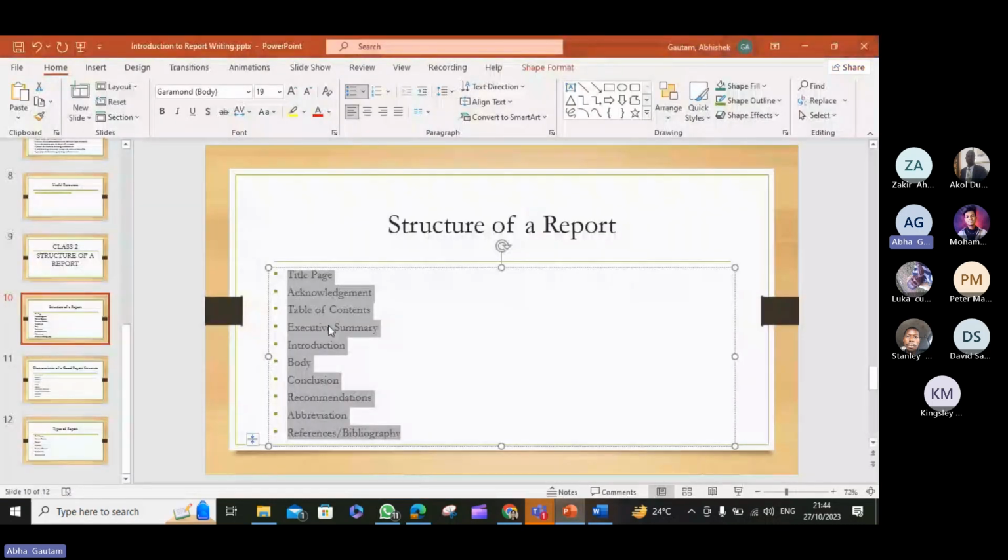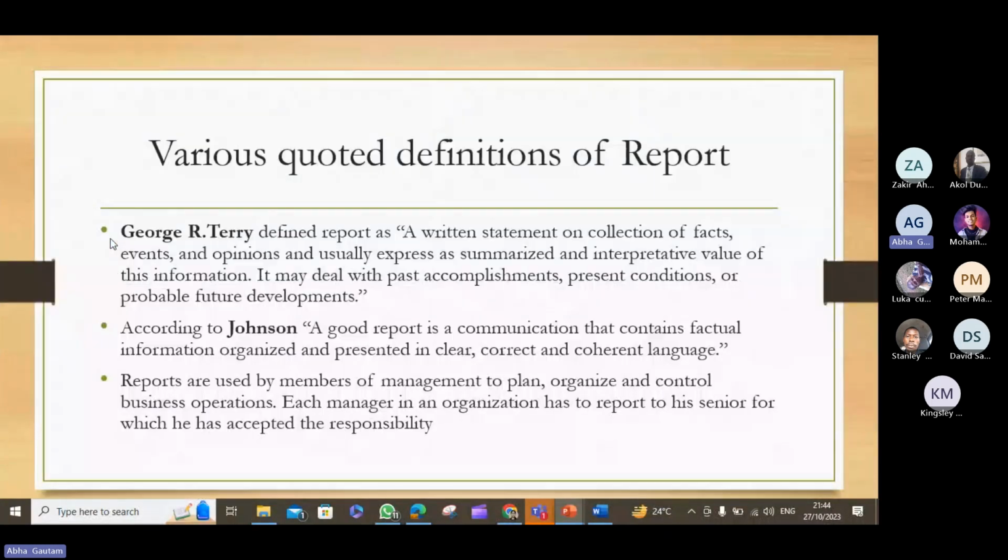Do we have informal things also? Let's discuss and talk about them.